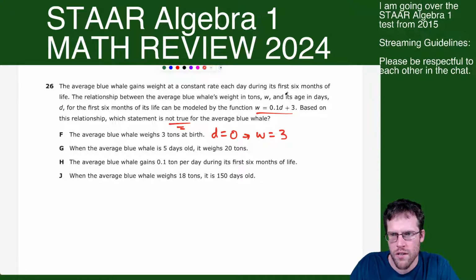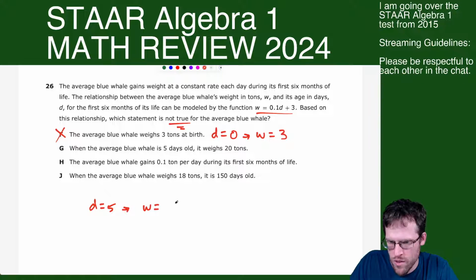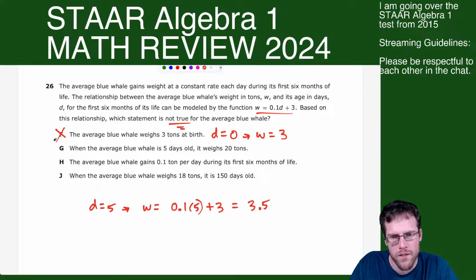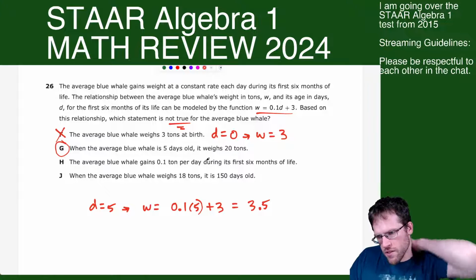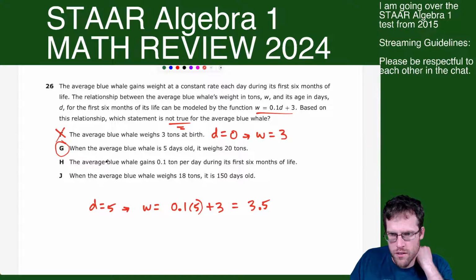So which statement is not true, not which one is true? So this one is true, so it's out. When the average blue whale is 5 days old, it weighs 20 tons. So if D is equal to 5, I could just use a calculator for this, but I'll just plug in W equals 0.1 times 5, and then I get plus 3. And this is going to be equal to 3.5. So this is the one that's not true. The average blue whale at 5 days old weighs 3.5 tons, not 20 tons.